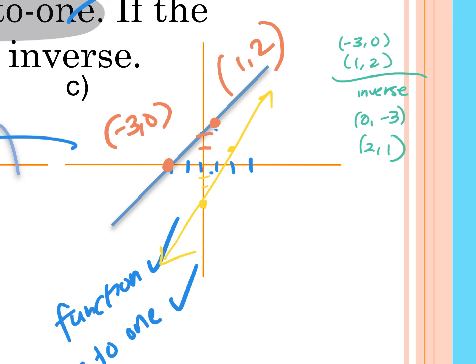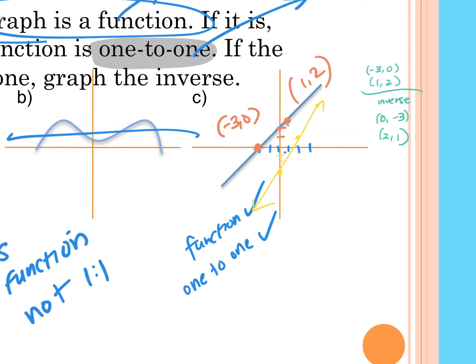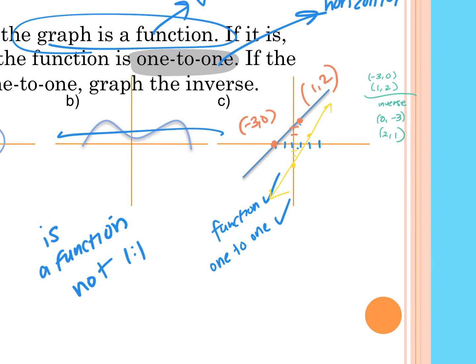B didn't have horizontal. It would fail the horizontal line test, so it's not one-to-one, so you can't do the inverse.